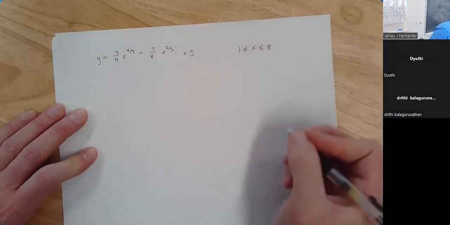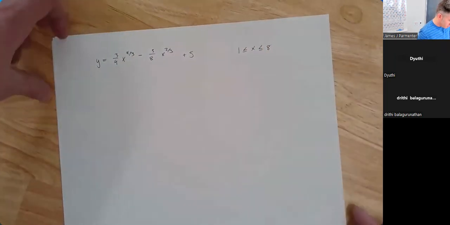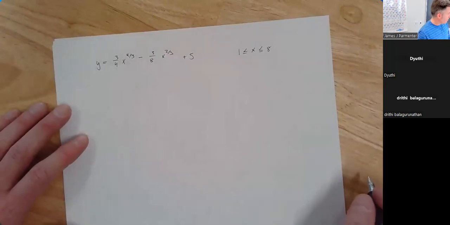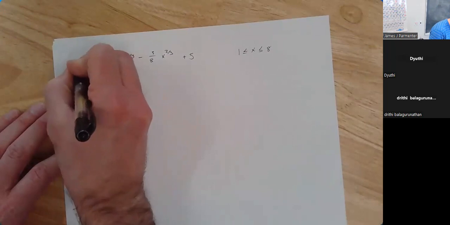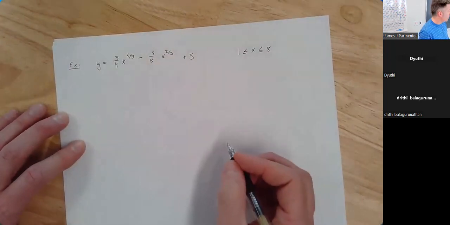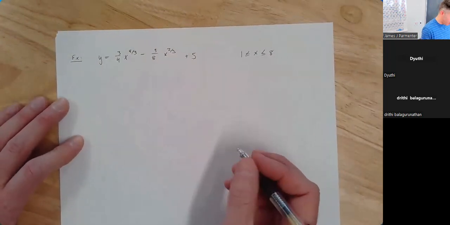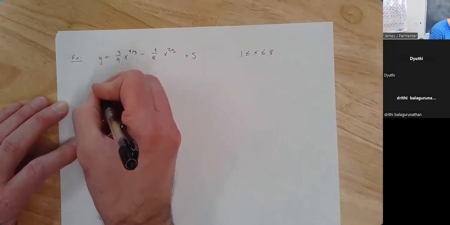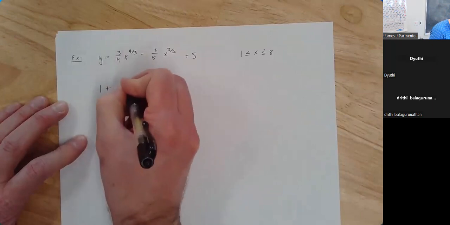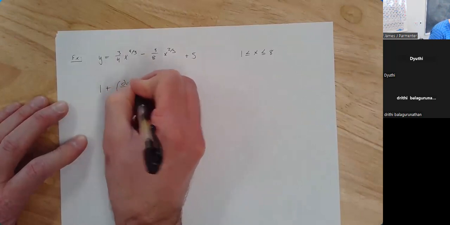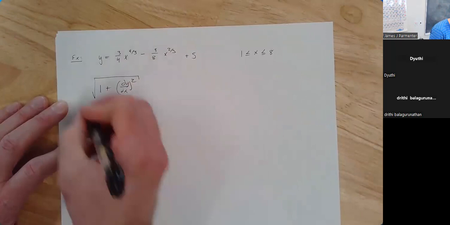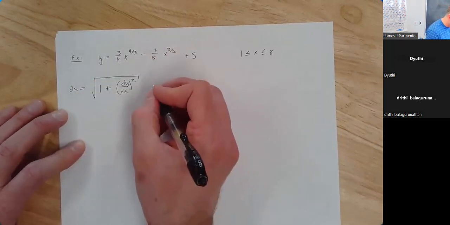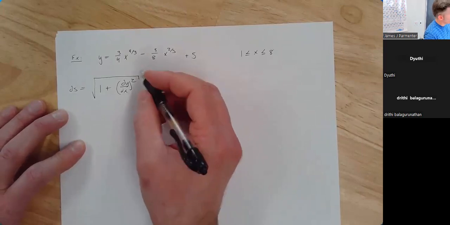Plus 5 seems weird. Does that seem like it's going to work? Yeah, it's going to work out just fine. Here's what I'm going to say. I don't want to do all the work, but I want you to on your own at some point. I'm going to tell you that if I find 1 plus my derivative squared, I take the square root of that, which is my ds, I've got to do the integral too.